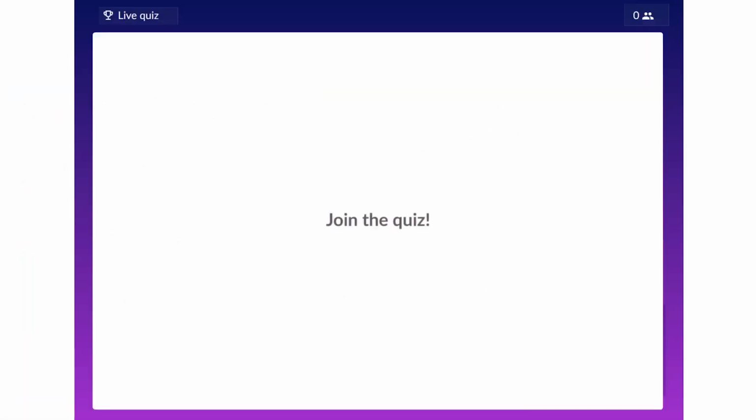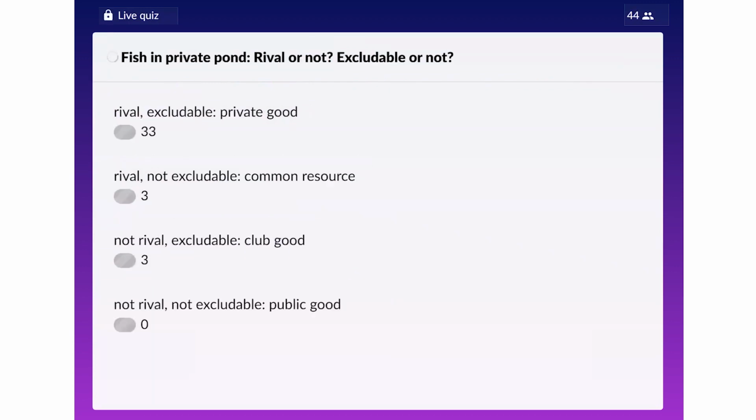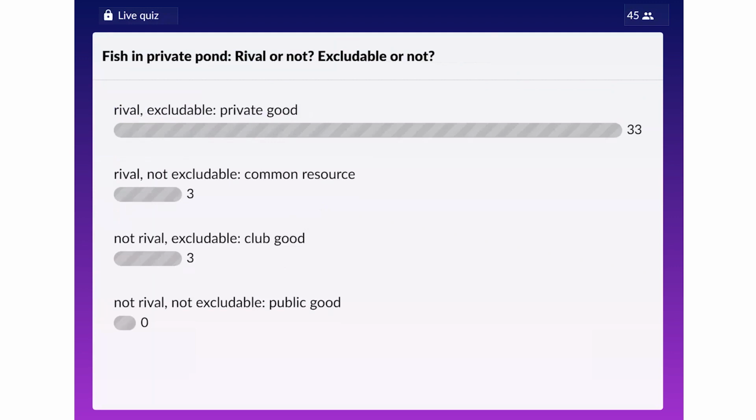All right, so let's join the quiz. Fish in the private pond, rival or not, excludable or not? And of course, depending on your answer, it will be either private good, that's rival and excludable, or common resources, which is rival but not excludable, or club good, which is not rival but excludable, or public good, which is not rival and not excludable. Okay, so most of you say it's a rival and excludable private good, and it is.